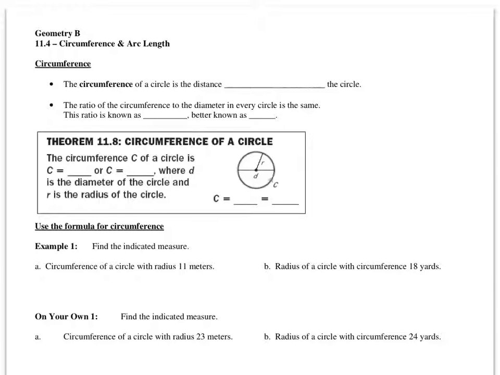The circumference of a circle is the distance around the circle. And the ratio of the circumference to the diameter in every circle is the same. This ratio is known as pi. And that's how we spell the word pi, or better known as the symbol pi.